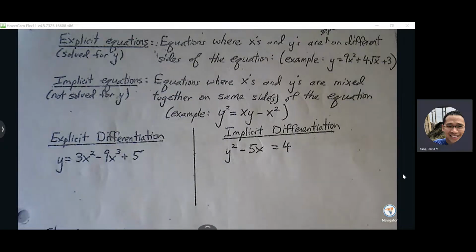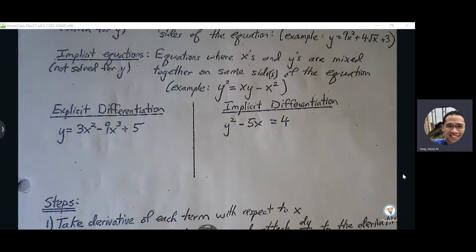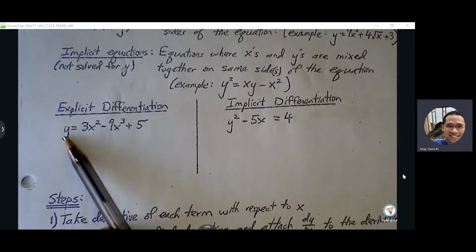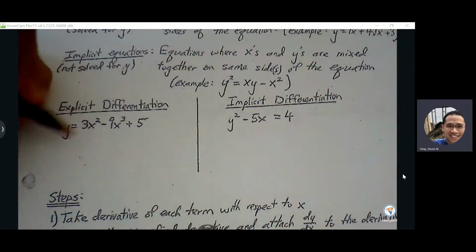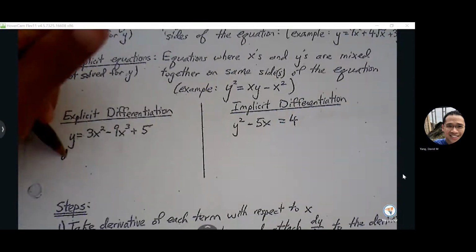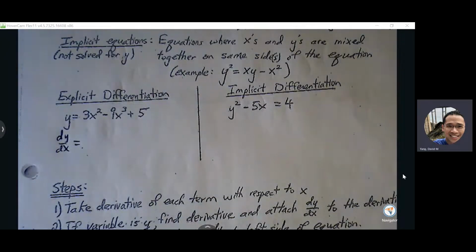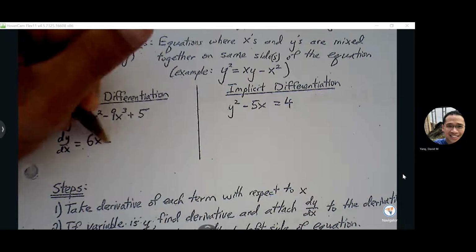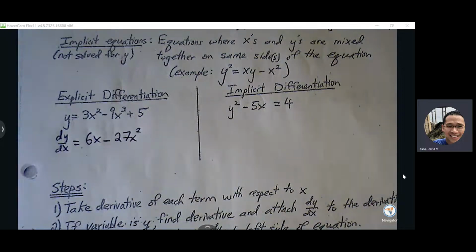So to show you that distinction between the two of them, let's go through and find the derivative like we normally would with an explicit equation, and we know how to do that. So let's just go through this process here. So y, what do we call its derivative? Y prime, right? Or dy dx. And then every term, we just go through a derivative process. 3x squared becomes 6x, minus 27x squared, and then plus the 5 goes away to 0. Now, we found the derivative. We know how to do that.